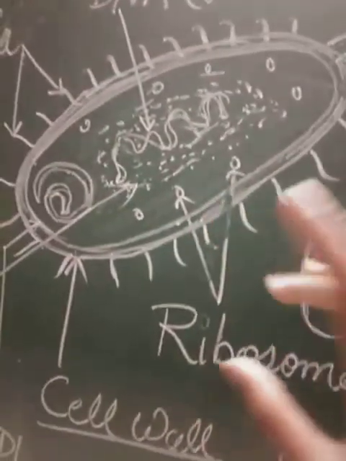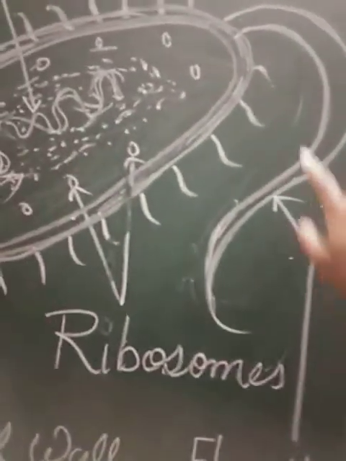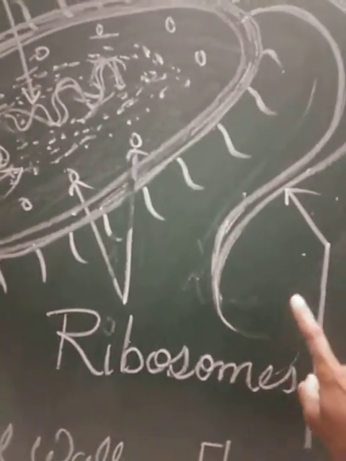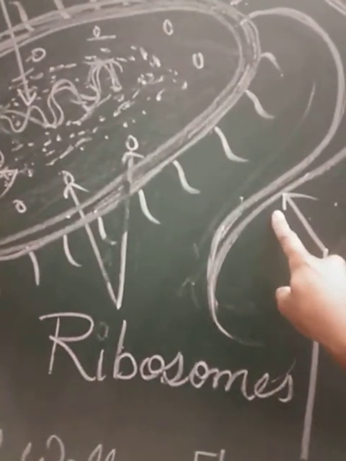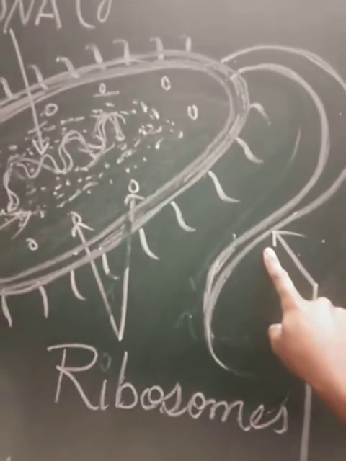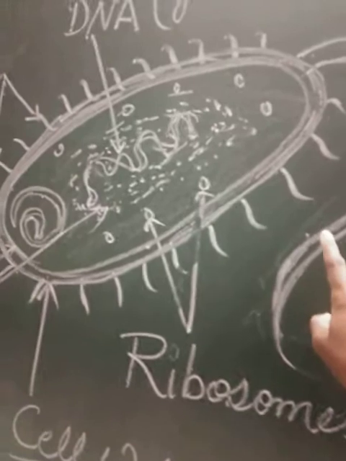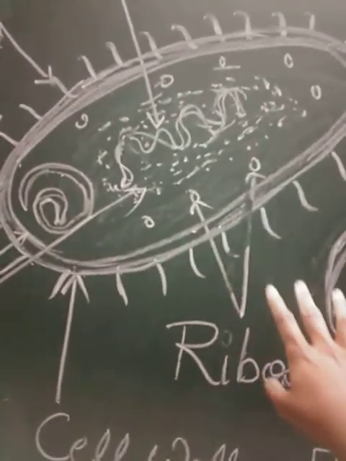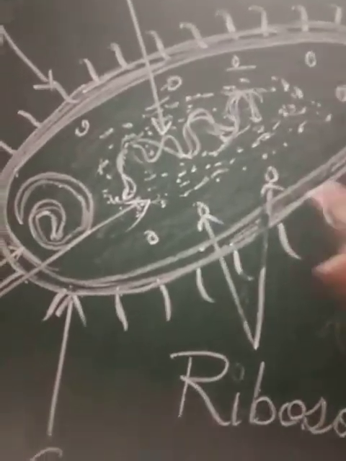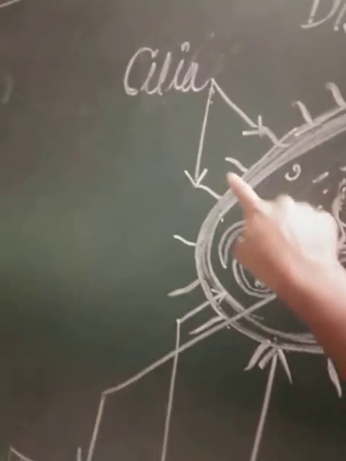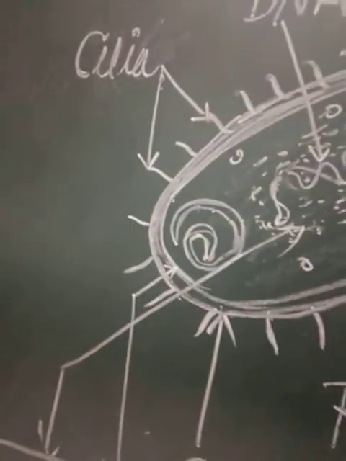A single bacteria can have more than one flagellum, and this is a long tubular tail-like structure which is used for the movement of bacteria, so that they can move from one place to another. You can see a hair-like structure which is termed the cilia.